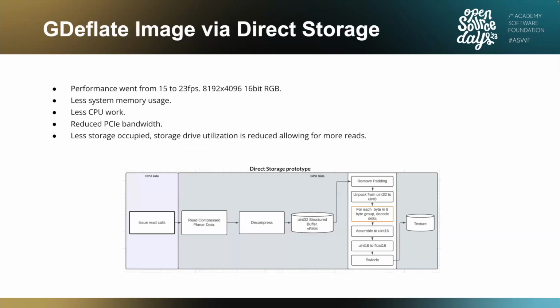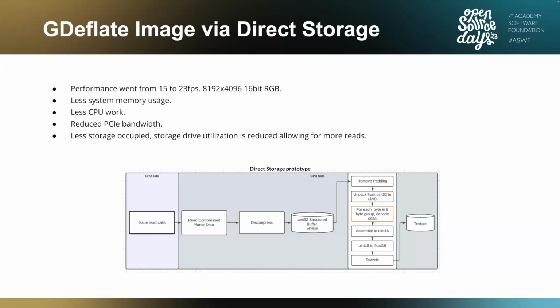So this is how a typical workflow with direct storage will look. On the CPU side, we just issue read calls, which in regards to cost is negligible. Then on the GPU side, direct storage reads the data directly into GPU. It then decompresses it and provides you the structured buffer, which is what you use to decode. The decoding part is written by us, and we produce a texture out of this. The performance with the prototype went from 15 to at least 23 frames per second, which you'll see in the next slide.